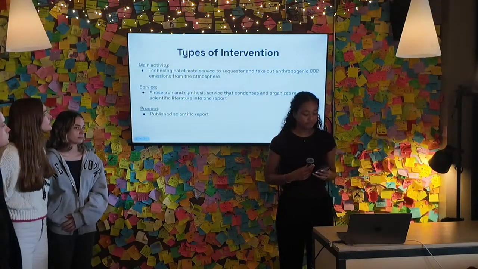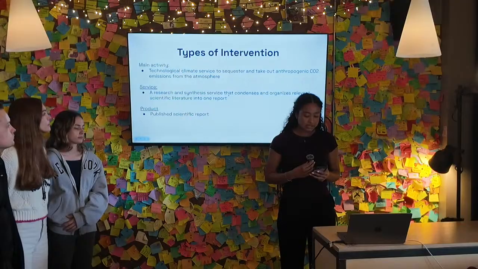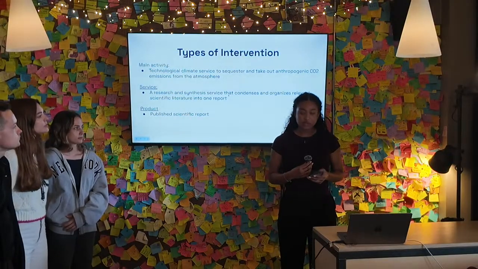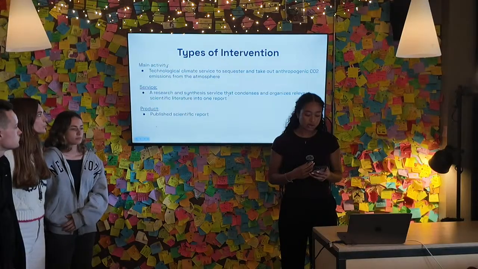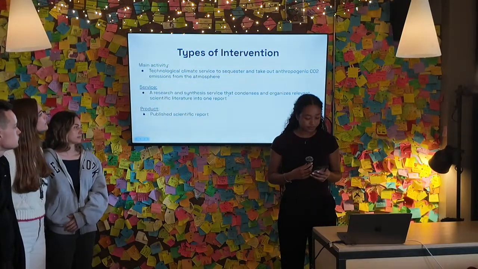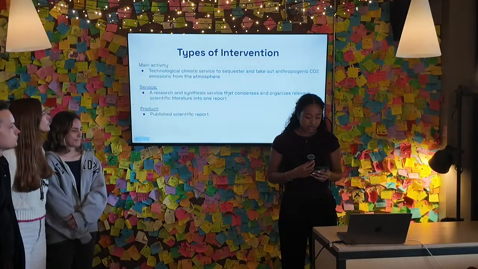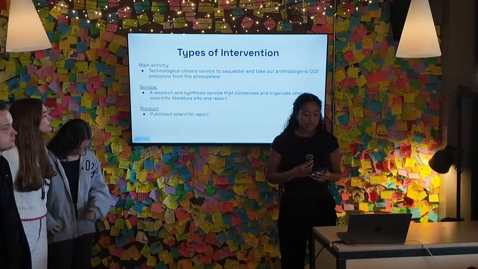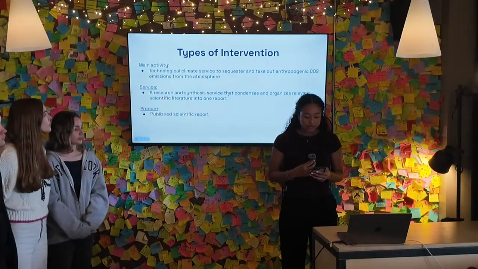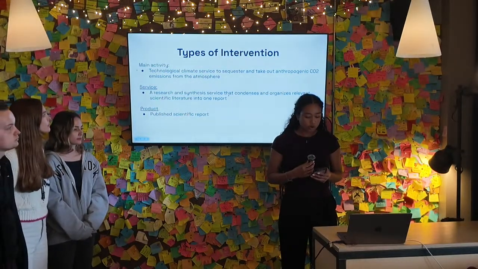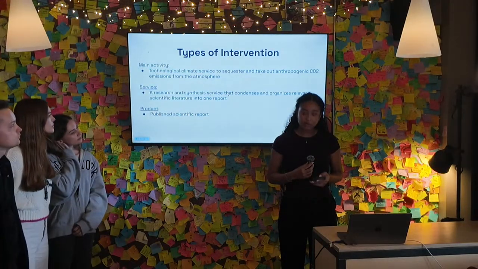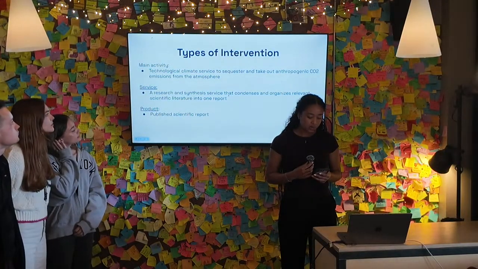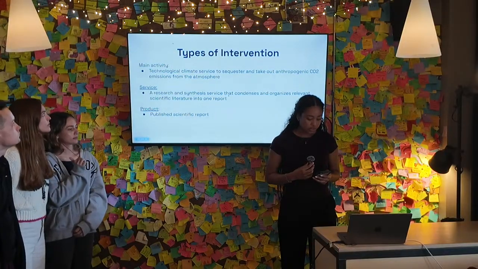Types of intervention. This project is designed as a technological climate service that targets the removal of human-caused carbon dioxide emissions from the atmosphere. What makes it unique is that it combines technology with ecosystem science, focusing on how native ecosystems can be used as a powerful tool for carbon sequestration. Our main activity is conducting in-depth research and synthesizing a wide range of scientific literature on this topic.